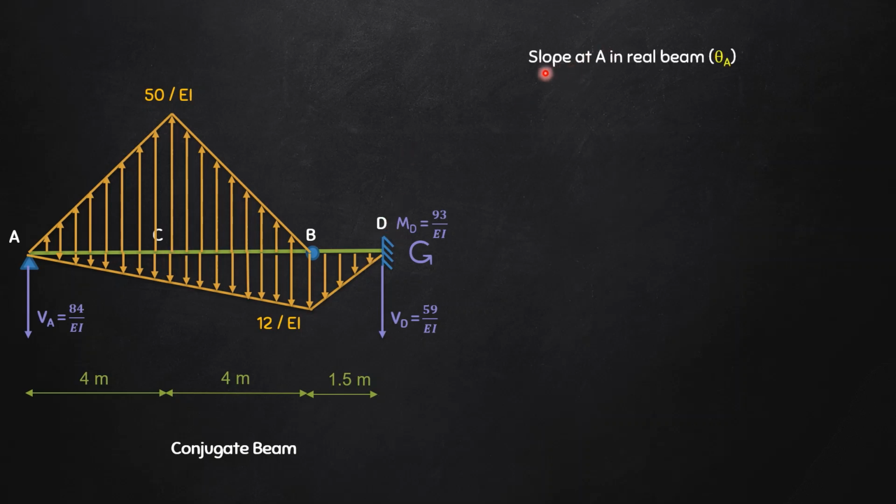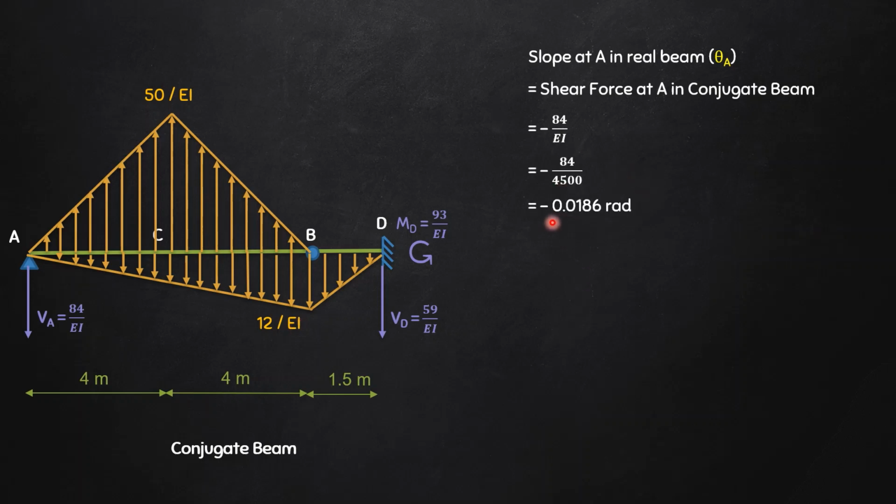The first thing that is asked is slope at A in the real beam. Slope at A in the real beam is nothing but shear force at A in the conjugate beam. What is the sign convention for shear force? Left of section downward force is negative. So therefore here I can directly write the shear force at A in conjugate beam will be minus 84 divided by EI. The value of EI is given, and if I calculate it, I get it as minus 0.0186 radians. Now what does this minus sign indicate? It indicates that the slope here is in the clockwise direction. So the slope at A in the real beam, that is theta A, is 0.0186 radian in the clockwise direction.